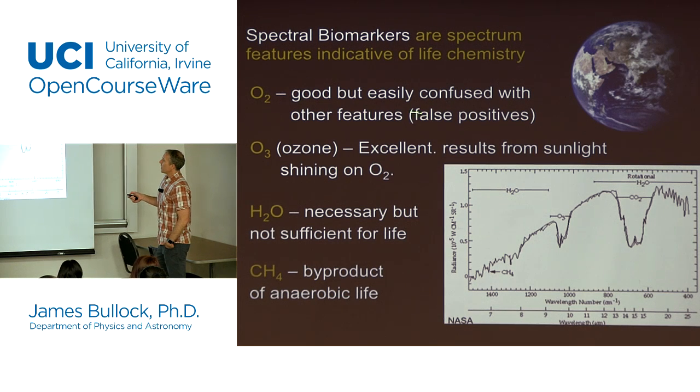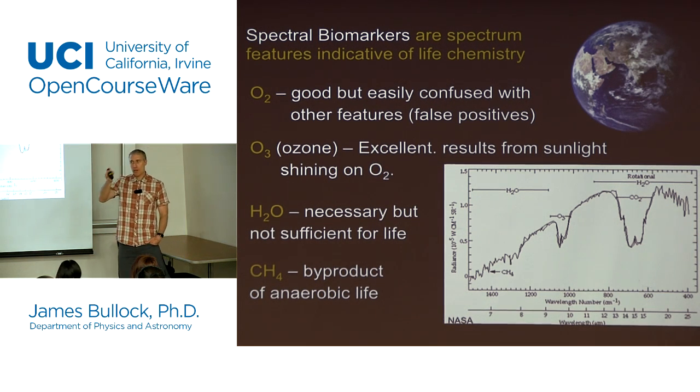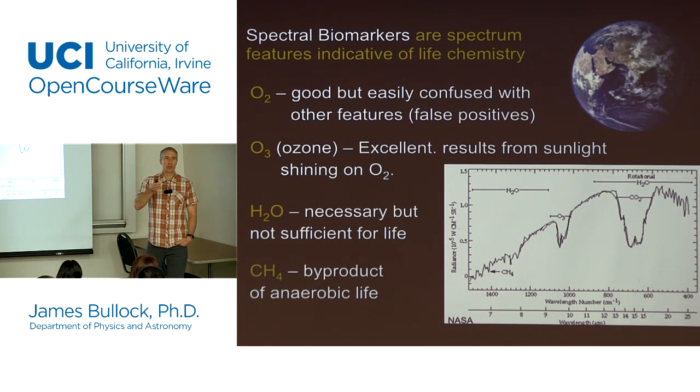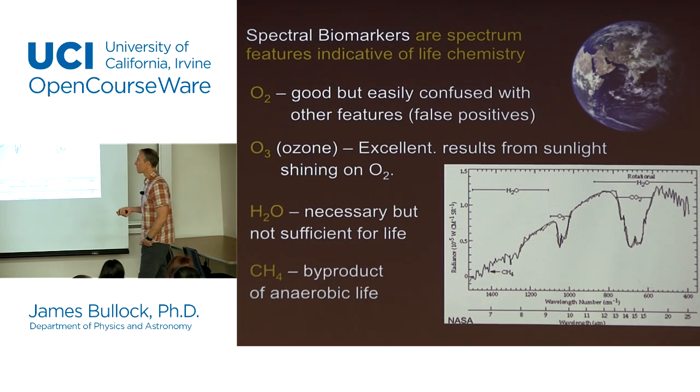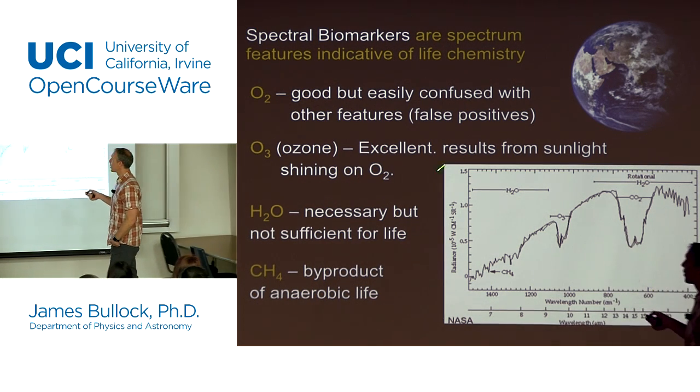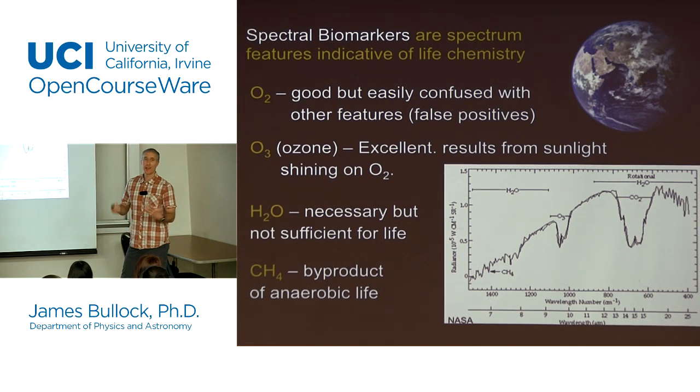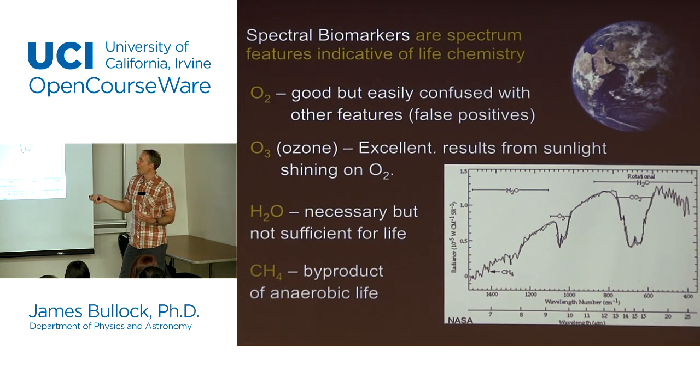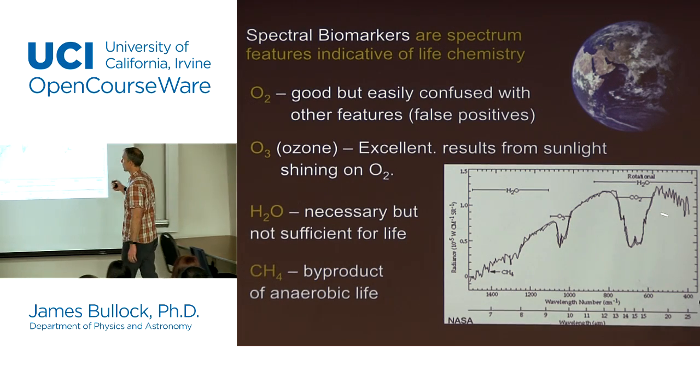Okay. However, unfortunately, the features of O2, what it looks like in an absorption spectrum, are really easily confused with other things. So it's hard to dig that out of some data. But ozone, okay, which basically is a molecule that's created when sunlight shines on O2 and then recombines into this molecule O3, that's an excellent biomarker. It creates a really characteristic signature in a spectrum.